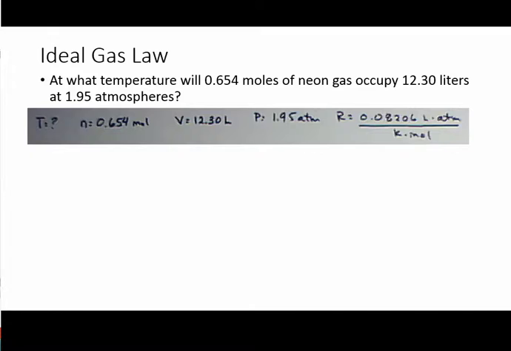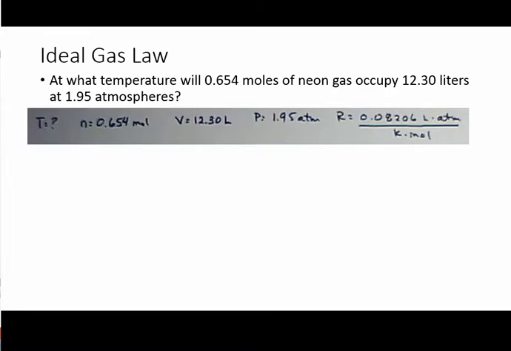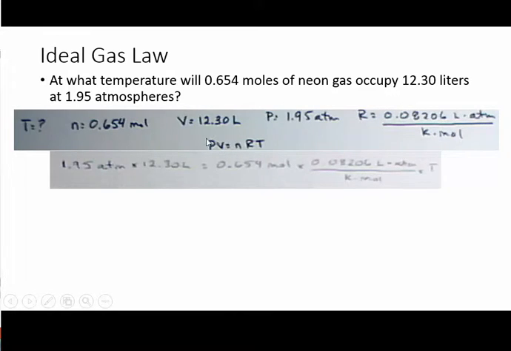Now I should be able to clearly see I'm going to be using the ideal gas law. In fact, I should have been able to see that when we started. On the list of knowns and unknowns, if I've got temperature, moles, volume, and pressure, then that's going to be an ideal gas law problem. So then we're going to plug in the actual equation here. Here's the equation we're plugging in, and then we're going to plug in the values that we have.